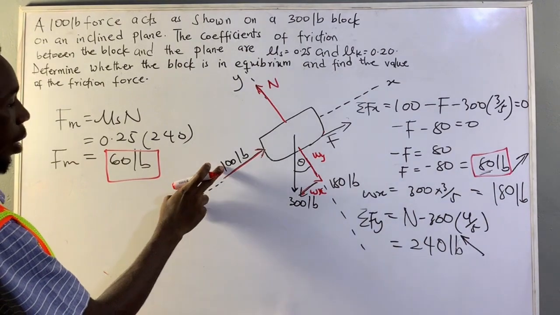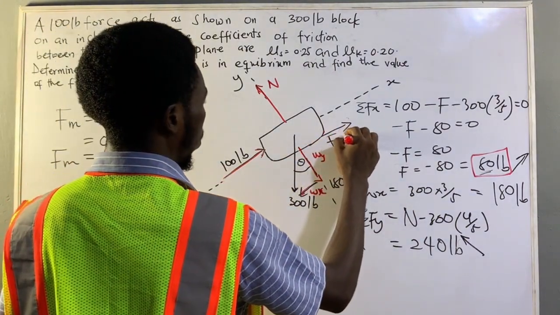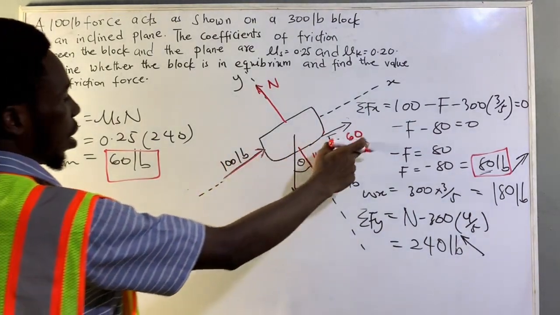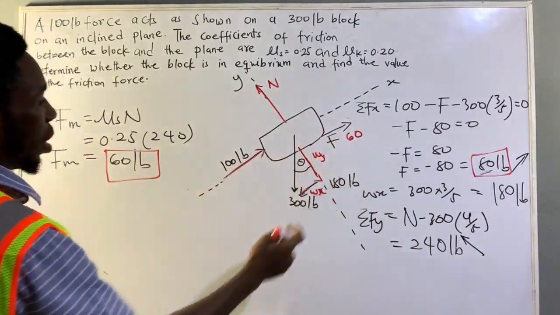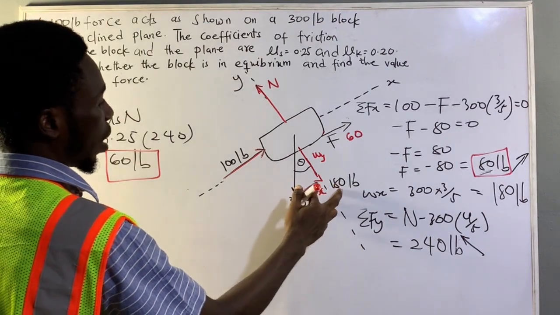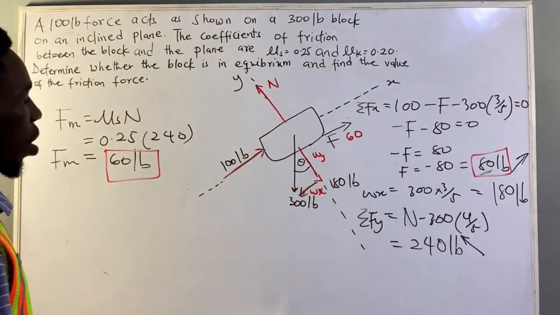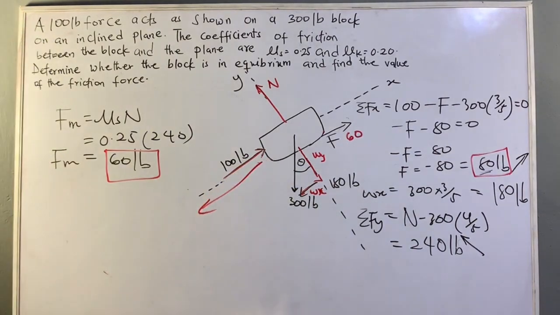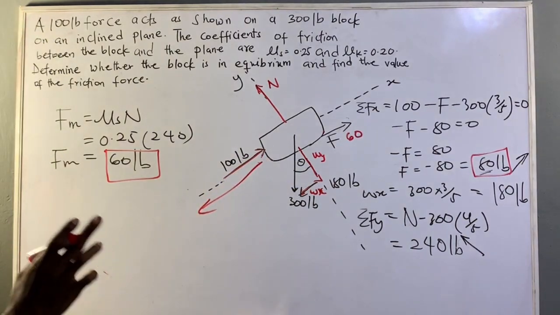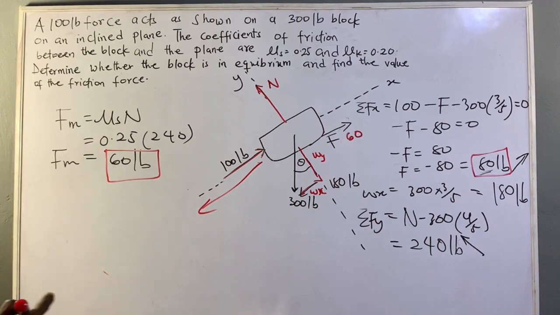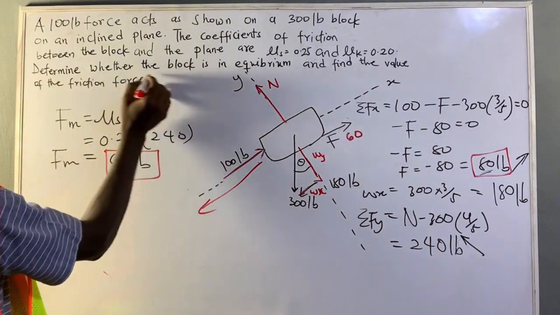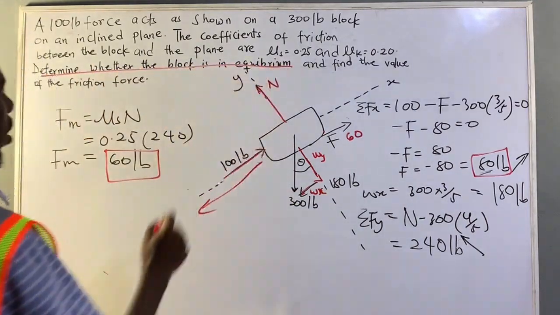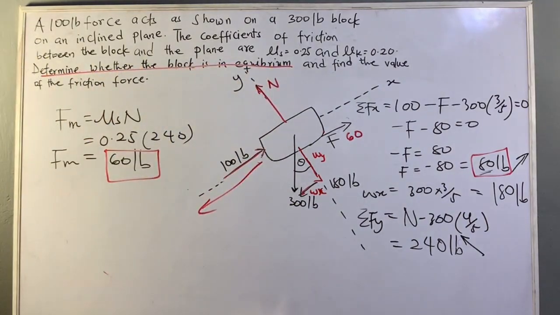Okay, so look at something here. It's like we have 100 pounds here, and then we have 50 pounds here, right? If we add this to this, that was 160, right? And that cannot balance the 180 pounds force that we have here. So because of that, the block will slide downwards in this direction. Due to that, the block will not be in equilibrium. So that means we've answered this part, determine whether the block is in equilibrium. Now let's find the value of the friction force.